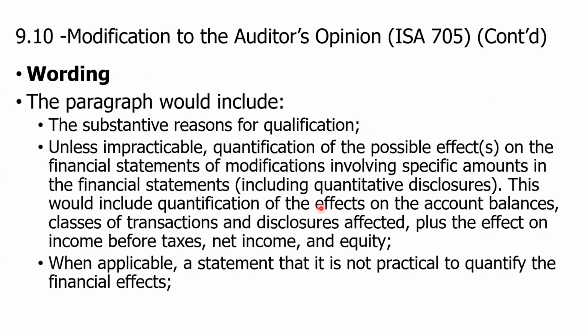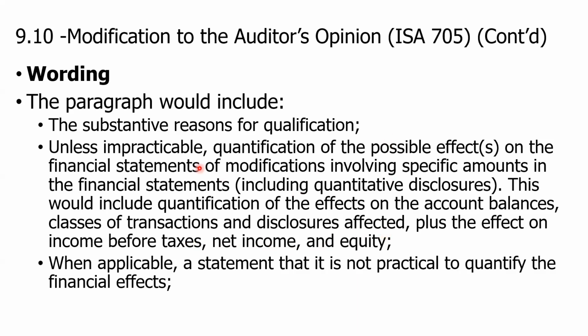Okay, the wording of the basis of opinion paragraph. The substantive reasons for the qualification, you outline all of them. Unless impracticable, quantification of the possible effects on the financial statements of modifications involving specific amounts in the financial statements, including quantitative disclosures. This would include quantification of the effects on the account balances, classes of transactions, and the disclosures affected, plus the effect on the income before taxes, net income, and then equity. When applicable, a statement that it is not practical to quantify the financial statement effects can also be given.